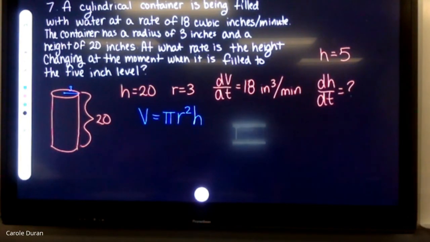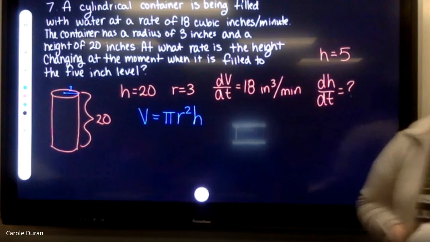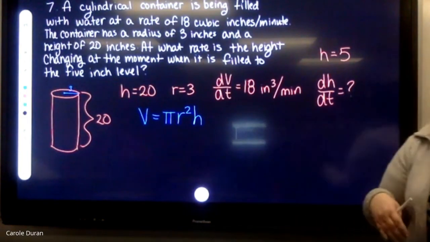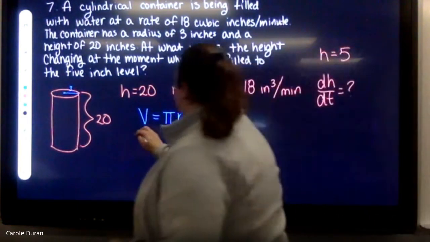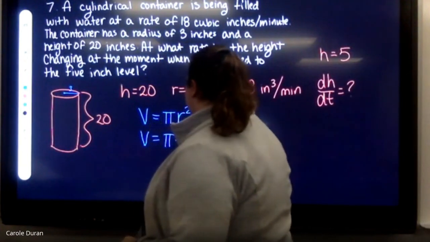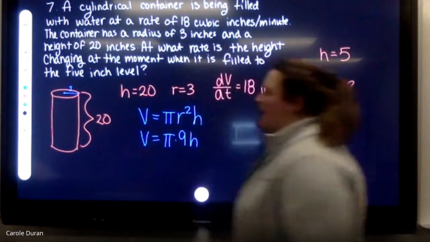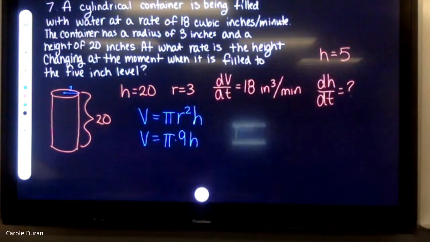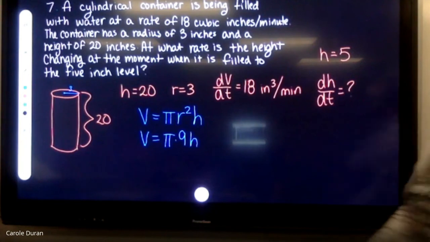What do I probably want to plug in before I differentiate it? The h and r. How about the thing that remains constant through this entire problem? So the r. The radius of my cylinder is unchanging, so we're going to plug that in before we differentiate. So I get V equals pi times 3 squared, which is 9, and then the h, of course, is still there. Or you could rewrite this as 9 pi h.